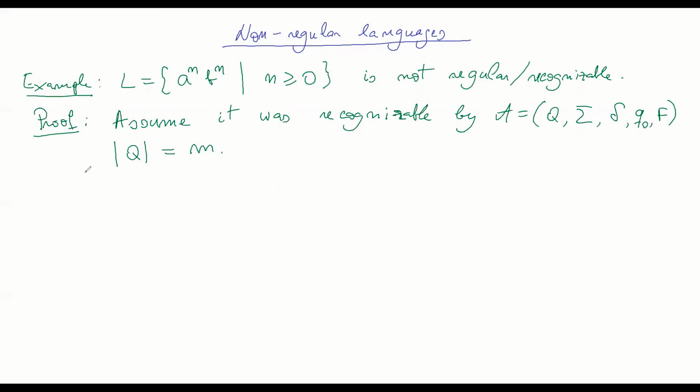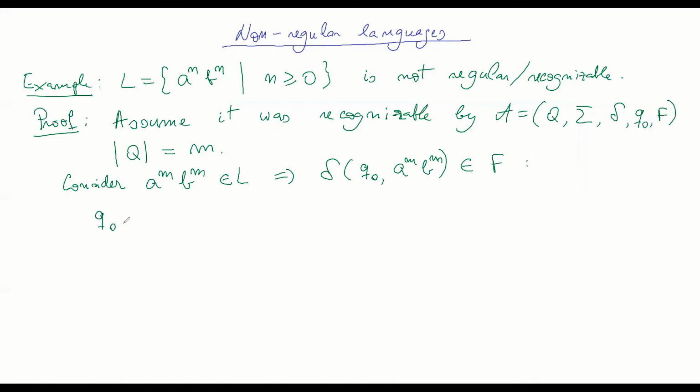I would like to consider the word A to power M, where M is exactly the number of states in Q, followed by B to power M. This is obviously a word from L, so it means that there is a successful, accepting computation on this word. So delta of Q0 and A to power M, B to power M leads to a final state. And I would like to show this computation.